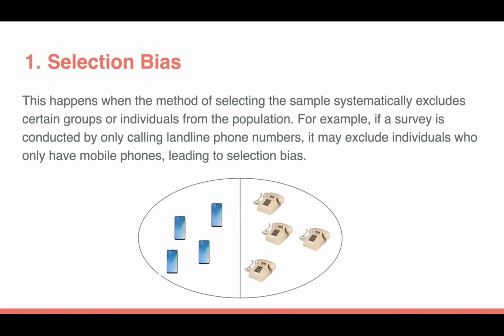Selection bias. This happens when the method of selecting the sample systematically excludes certain groups or individuals from the population. For example, if a survey is conducted by only calling landline phone numbers, it may exclude individuals who only have mobile phones, leading to selection bias.